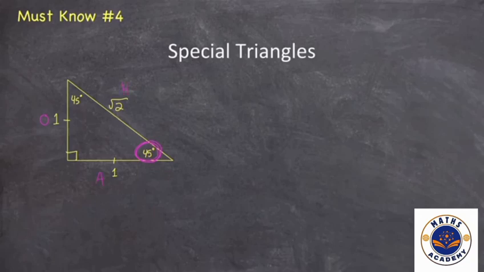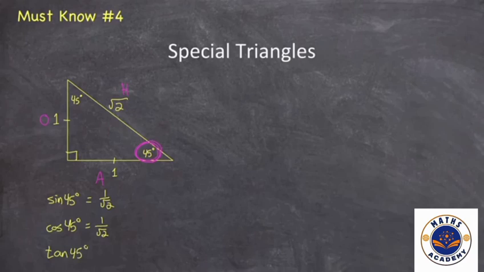Let me write the three primary ratios for 45 degrees. Sine of 45 degrees is opposite over hypotenuse, so 1 over root 2. Cosine of 45 is adjacent over hypotenuse, which is also 1 over root 2. And tan of 45 is opposite over adjacent, which is 1 over 1, which is just 1. Now, the sine and cosine ratios have a square root in their denominators. You should rationalize those denominators, and you can do that by multiplying top and bottom of both of those fractions by root 2. So those are the exact values for sine, cos, and tan of 45 degrees.